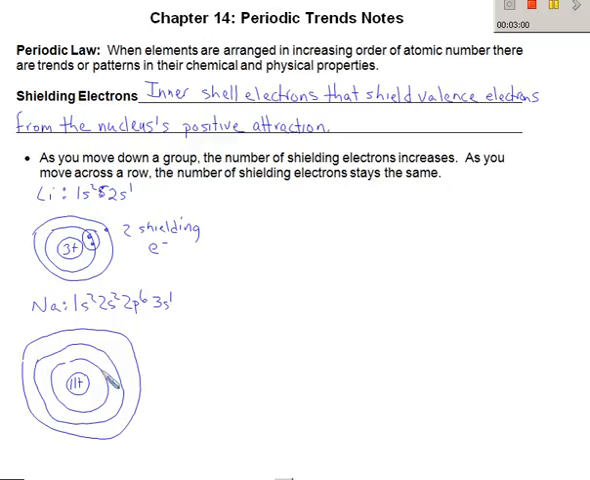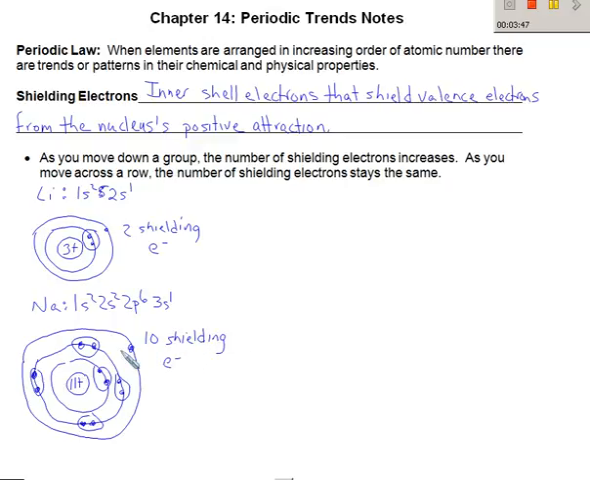And let's populate the principal energy levels. We have 2 electrons in the innermost shell. We have 8 electrons in the second principal energy level. And then we will have 1 valence electron, just as lithium has 1 valence electron. Now in this case, our shielding electrons are all the electrons that are inside the valence shell. So I'm circling all of our shielding electrons. So we have a total of 10 shielding electrons.